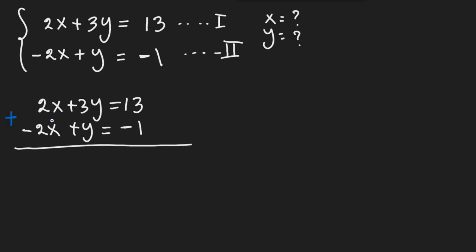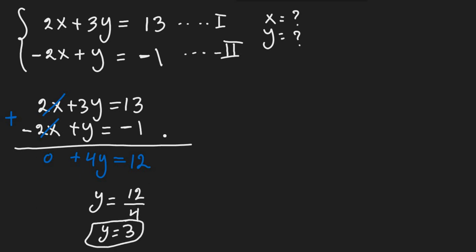In the addition, 2x positive and minus 2x, the answer is going to be 0. Then plus 3y and 1y is 4y. And on the other side, 13 minus 1 is 12. Then y is equal to 12 divided by 4. y is equal to 3.